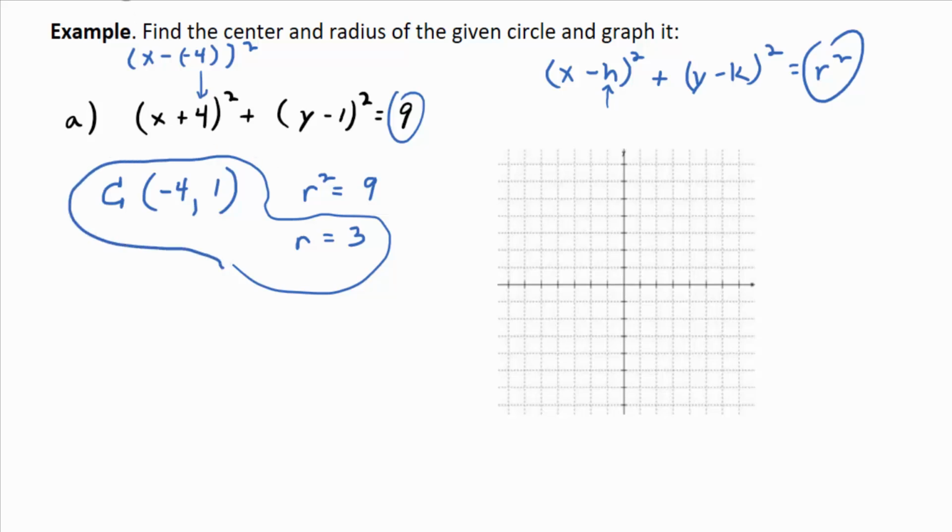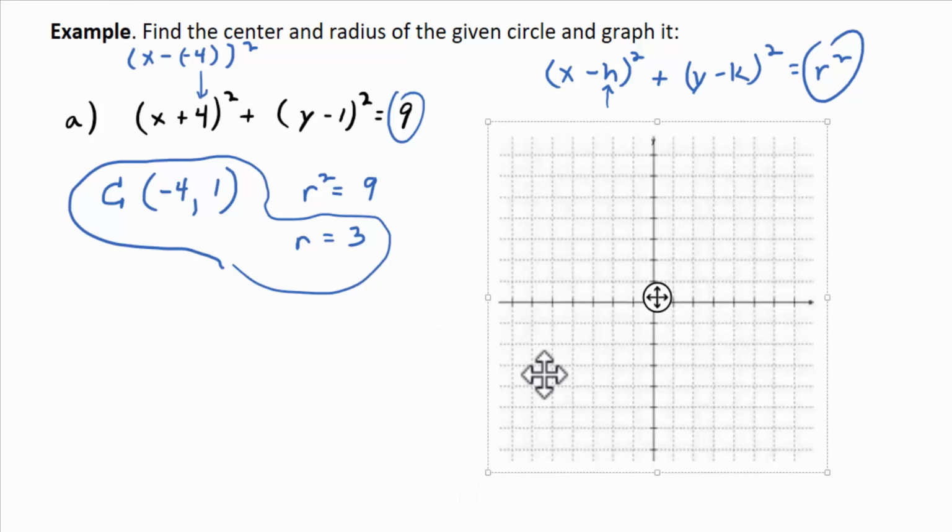Is it all that hard to graph these things? Nah. You have to remember to plot the center first, even though the center is not part of the circle, the curve. You use it to get the circle. So negative 4, 1: left 4, up 1, like that. And then what do I do from that center? Up, down, left, right, 3. And then you draw the best circle you can.